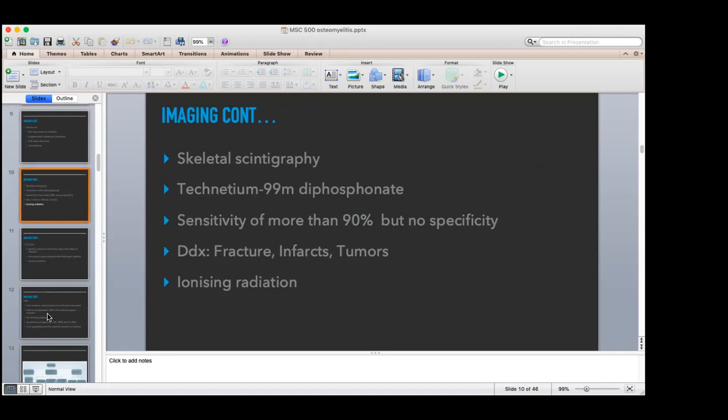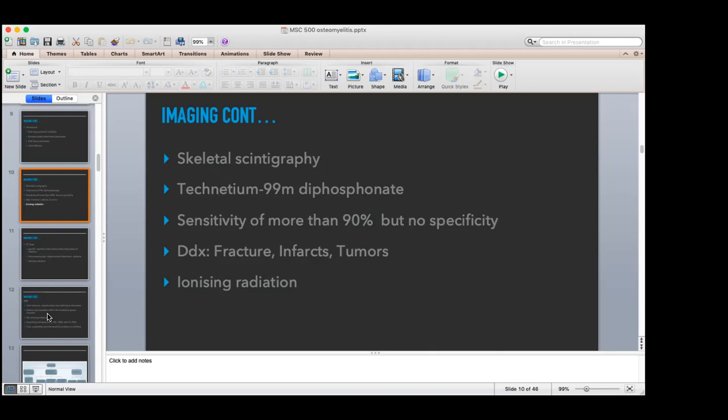Other imaging modalities that can be used, we have skeletal scintigraphy, whereby we use technetium-99 that is labeled with diphosphonate. Diphosphonate is bone specific, so the technetium-99 is labeled with diphosphonate, and that will collect in the site that has an infection. So unfortunately for scintigraphy, it's not specific. It's very sensitive. It will pick anything. If you have a fracture, if you have an infarct, if you have a tumor, you will have that site picking up the radiopharmaceutical. However, once you see that site, you describe it as an increased uptake or a hotspot.